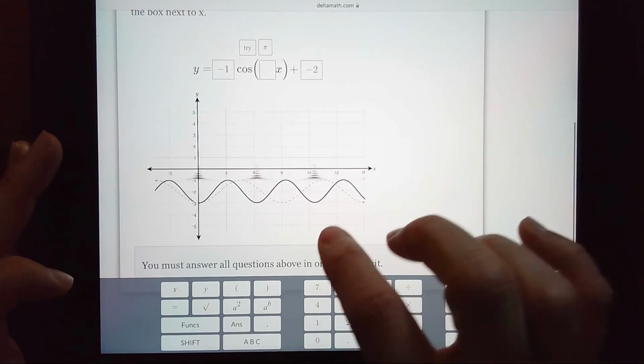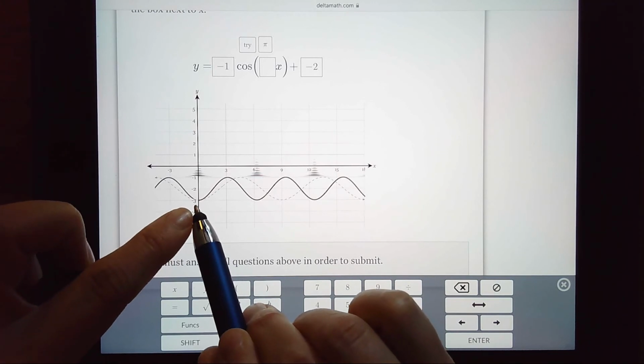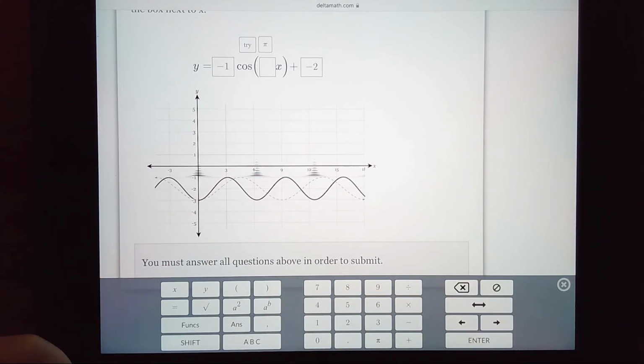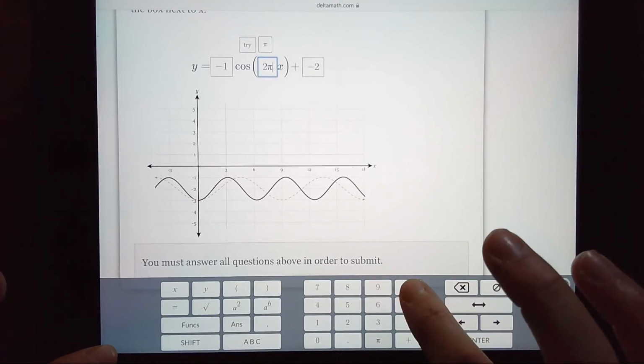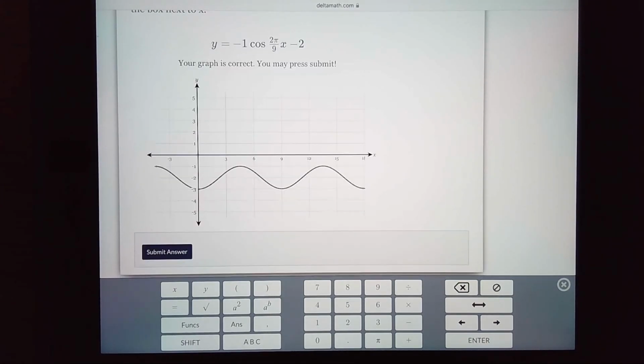I don't know why that looks like that. And then we need to find one cycle of it. So from this low to this low is a distance of 9 units. So we'll take 2 pi over 9, which can't be simplified. So that should stretch it. And that's it.